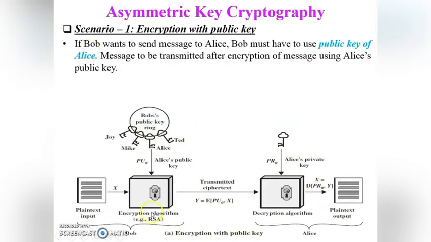Public and private keys. This is a pair of keys that have been selected so that if one is used for encryption, the other is used for decryption. Either the public key is used for encryption and the private key is used for decryption, or the private key is used for encryption and then the public key is used for decryption. Both scenarios we will discuss in this video. Ciphertext is the unreadable message produced by the encryption algorithm. We have already discussed that.